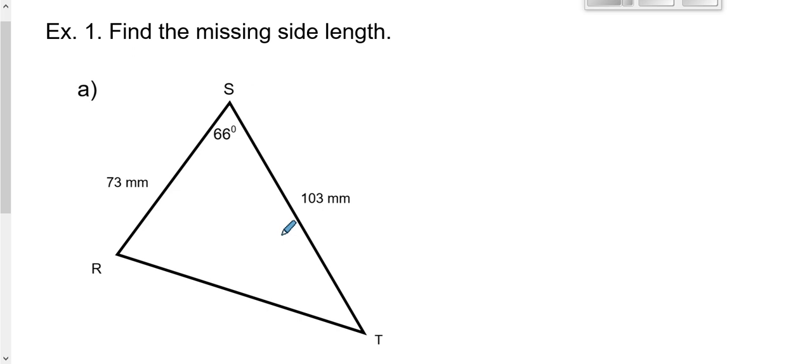Now let's work out this question together. Find the missing side length. In this case, you know the length of this side, you know the length of this side. The only thing missing is this. So that means you are looking for side length S.